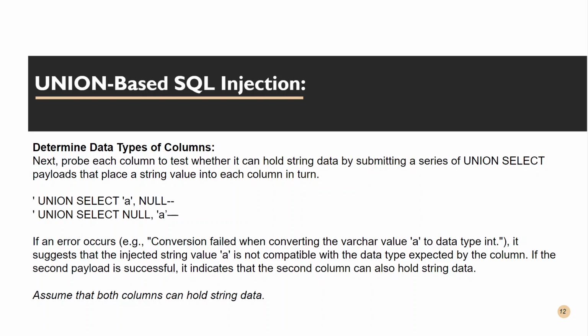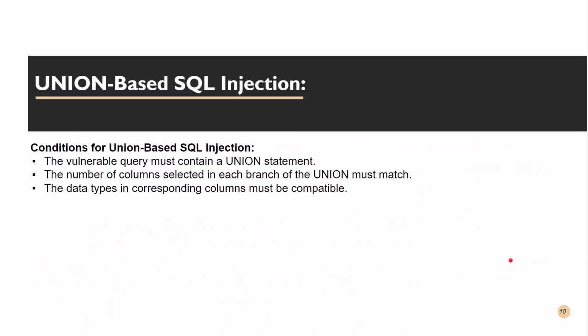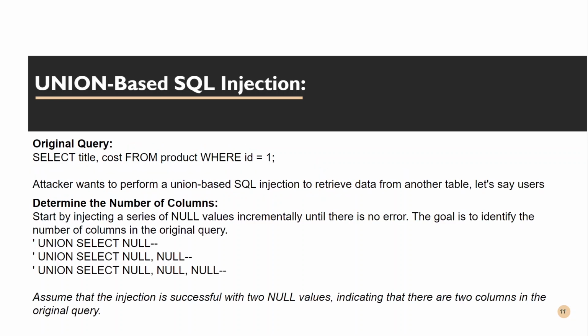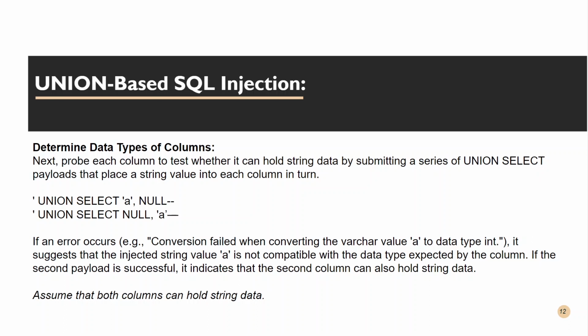If an error occurs, e.g., conversion failed when converting varchar value, the string we entered, to data type int, it suggests that the injected string, which is the A string, is not compatible with the data type expected by the column. Remember the policy here, let's just go back to that. The policy says that the number of columns selected in each branch of the union must match, and secondly, the data types in corresponding columns must also be compatible, meaning that we need to have strings in order to concatenate those string information together to output it using our payload.